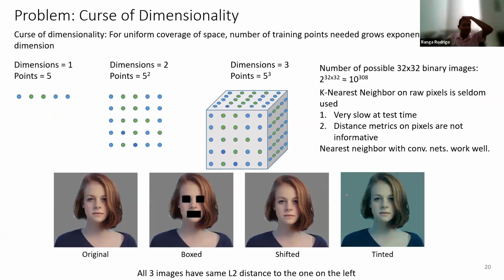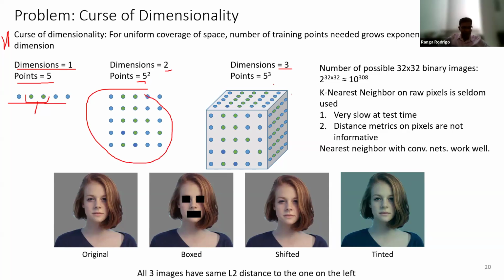But there is a thing called the curse of dimensionality. This is an important thing to think about. For uniform coverage of space, the number of training points needs to grow exponentially with the dimension. Here is a one-dimensional data set. Five points are there. So these are the nearest neighbor classification. If you find any point here, you classify like that. To cover this space, you need 5 points. If you have dimension 2, to cover that space, you need 25 data points. If you have three dimensions, you would need 5 times 5 times 5, 125 data points. So when the dimensionality increases, the number of data points required to cover that space increases enormously.